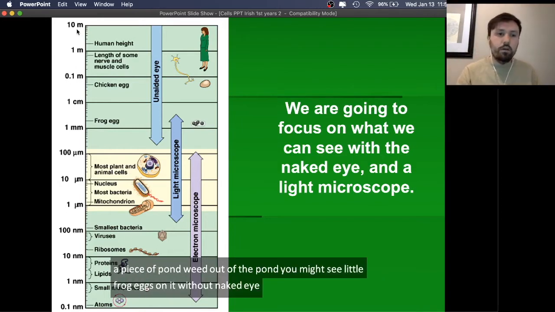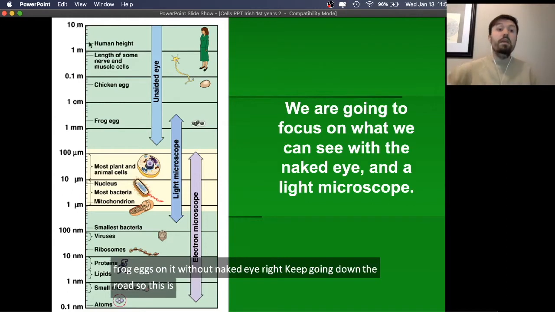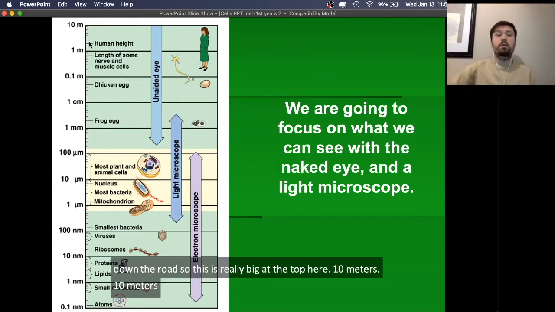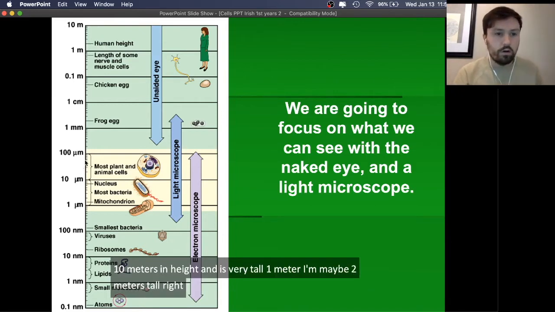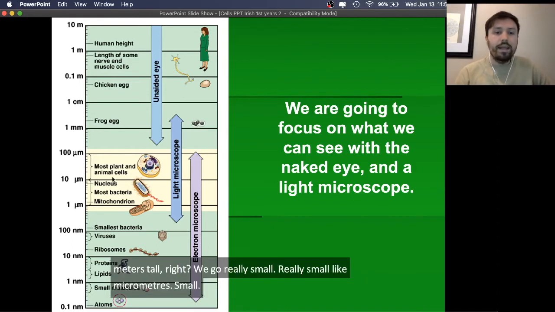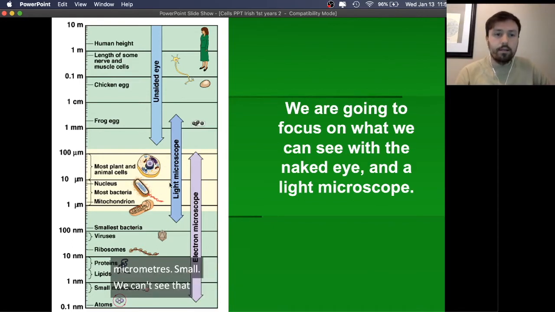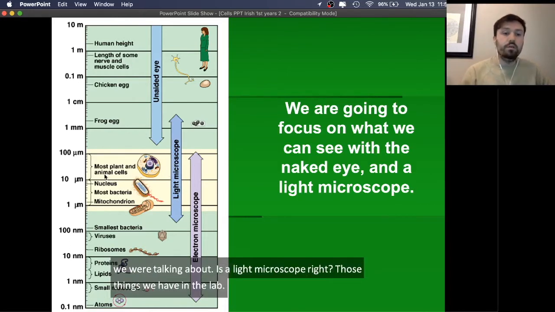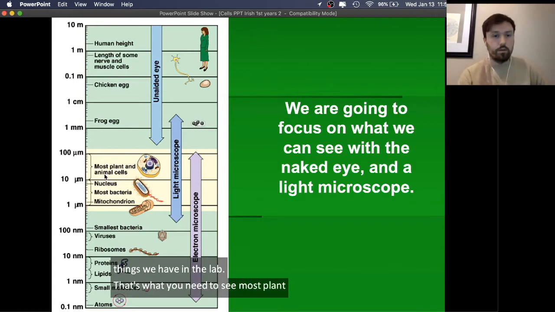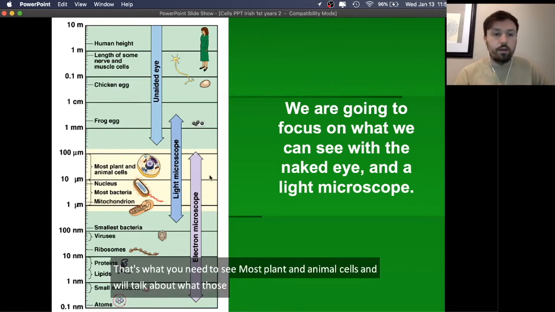Keep going down though. This is really big at the top here, 10 meters in height, and that's very tall. 1 meter, I'm maybe 2 meters tall, right? We go really small, like micrometers small, we can't see that with our unaided eye, right? We need what we were talking about, a light microscope, those things we have in the lab. That's what you need to see most plant and animal cells, and we'll talk about what those are a little while later. And then everything else is still smaller, so we'll talk about what a nucleus is.